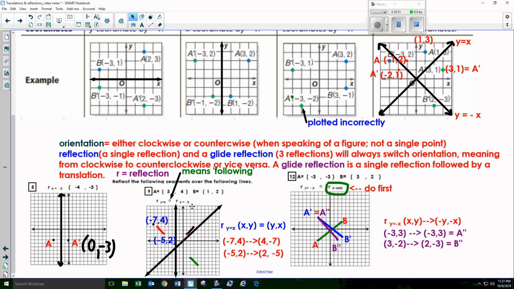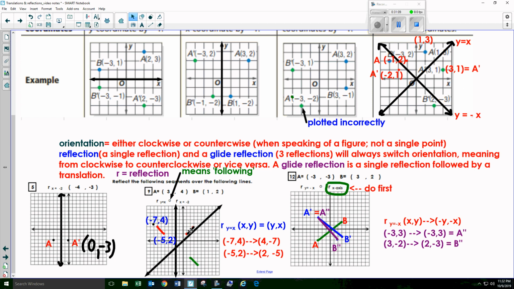This means following. So that means you're always doing the right one first. I'm going to do that reflection first, that one second, every time. I circled that and said do first again to remind you. First one is on the right, then you do the left one. Okay, so plot the points.